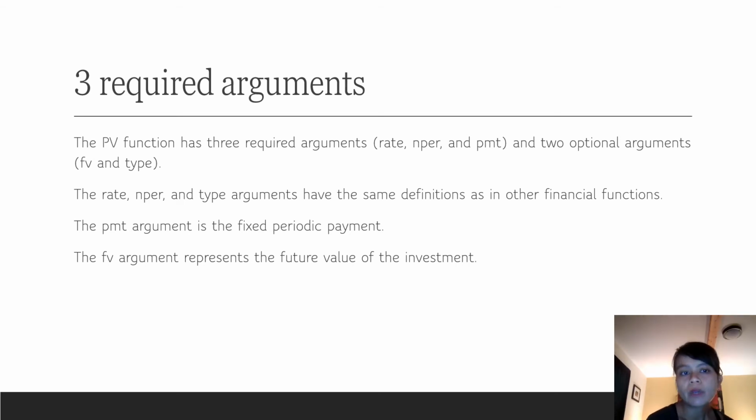So there are 3 required arguments. The PV function has 3 required arguments. First, the rate, and then you have the NPER and the PMT. The rate, NPER, PMT and type arguments have the same definitions as in other financial functions. So in all financial functions, you have things like rate, NPER, type. They're all sort of the same thing. The PMT argument is the fixed periodic payment. The future value argument represents the future value of the investment.